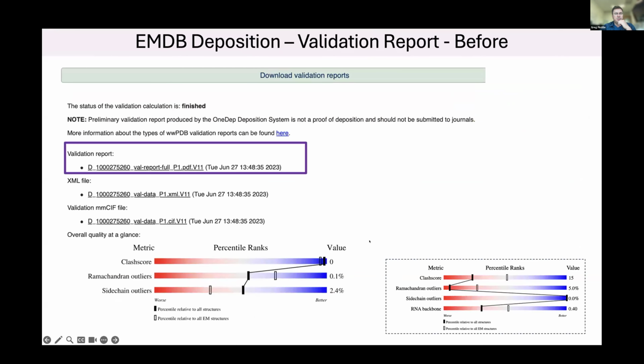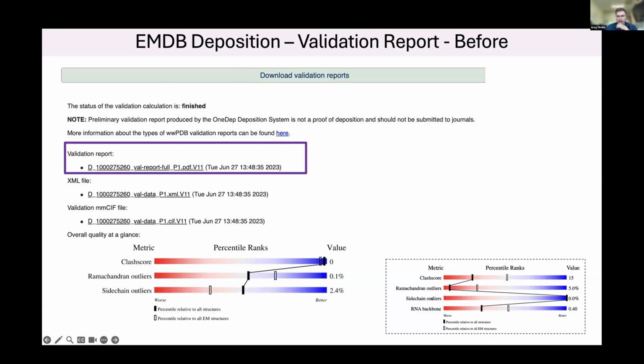And if you do go ahead and deposit a model into the EMDB, you will generally get a validation report, something that looks like this. So far, it gives you an overview of some of these model-only metrics: clash score, Ramachandran outlier, sidechain outlier. So this is good for evaluating a model.